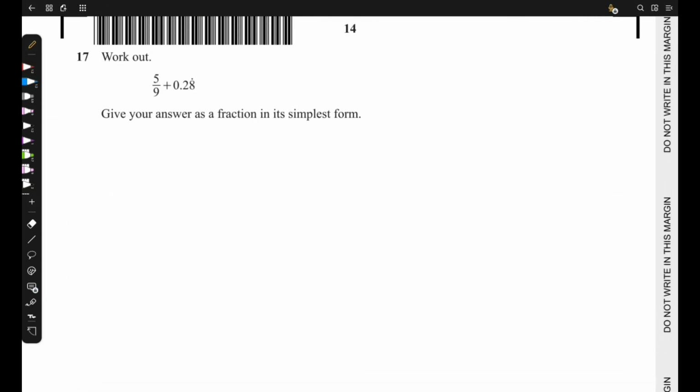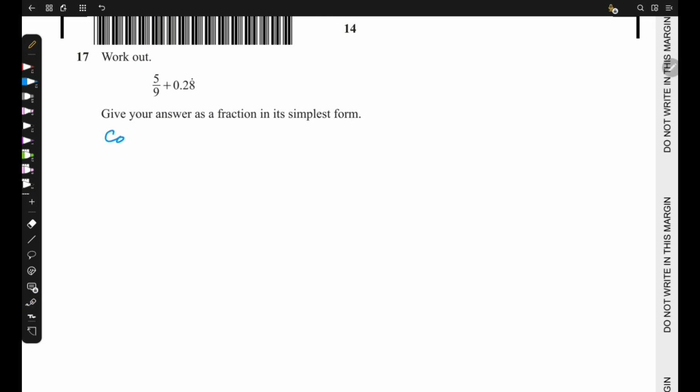Question number 17. Work out 5 over 9 plus 0.28, and you can see that there is a dot written above 8. So this means it is a recurring decimal. First of all, I'll suggest to pick this decimal and convert it into a fraction. You can also convert this into decimals, then add them and then convert your final answer into a fraction, but the first method is more preferable.